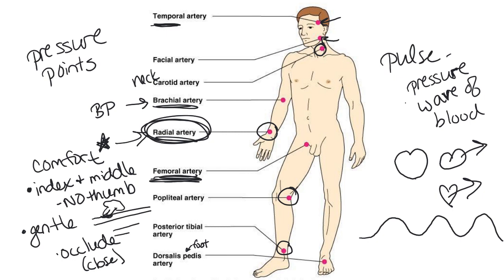And if we push too hard, we can end up completely occluding or shutting off blood flow in the vessel. So we don't want to do that. Okay, so it's a nice, gentle, very light pressure with the index and the middle finger. And then we're going to just be counting pulse.